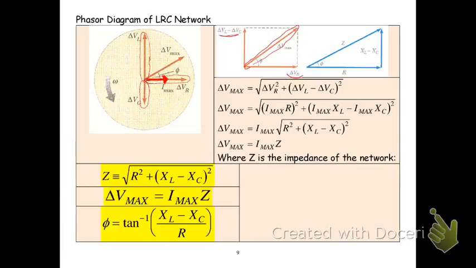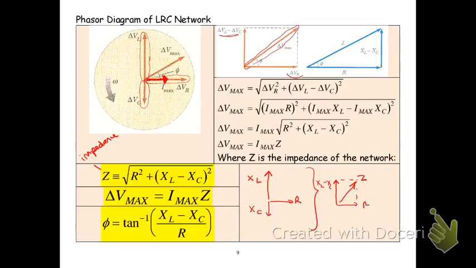The diagram I prefer is where you say this is XL, this is XC, and this is R. From that, this guy is XL minus XC, and this guy is R, and my net effect, my Z, is the Pythagorean or vector sum. So I can say that Z is my impedance.